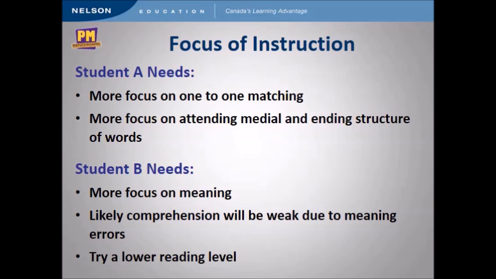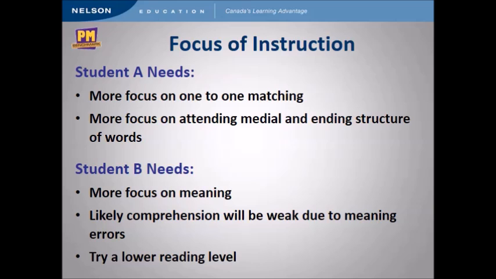So what does student A need? Student A needs two things. One, more focus on the visual. So this is a student who needs to attend to medial and ending structure of words. And this is also a student who needs to focus on one-to-one matching. So in other words, when they're inserting words, we need to have them put their finger under each word and read each word, and then they'll see that obviously that word out could not fit in.